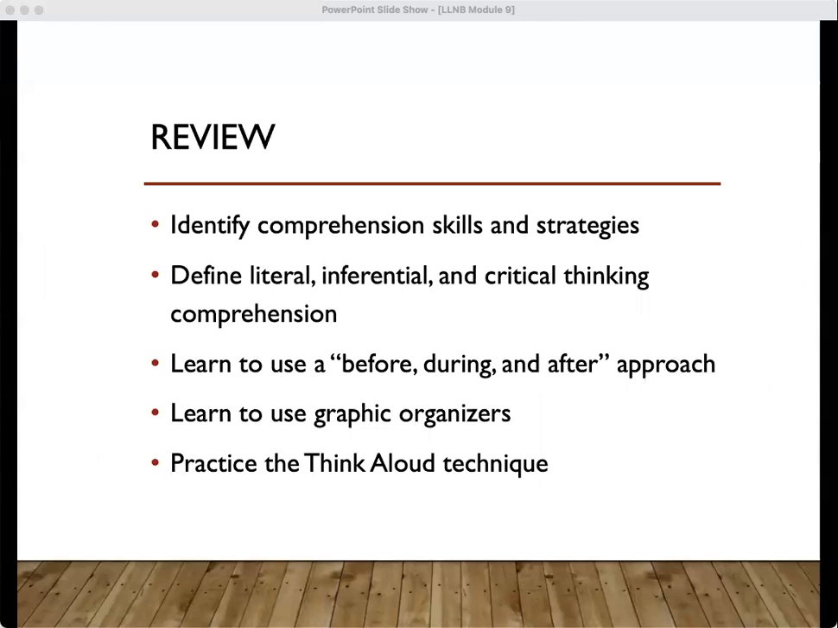Okay, we're now at the end of this module. Let's review what we've learned in this presentation. We identified comprehension skills and strategies. We defined literal, inferential, and critical thinking comprehension. We learned to use a before, during, and after approach. We learned to use graphic organizers. We practiced the think-aloud technique.